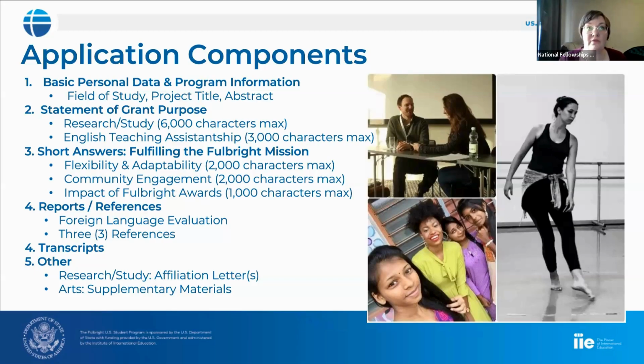Community engagement. Fulbright, again, is all about building mutual understanding, citizen ambassadorship, all of that. So they really want to see how you're going to engage with your host community outside of what you're doing with your grant. So talk about what you're doing with your grant in your statement of grant purpose, but community engagement is like, are you going to get involved in a knitting group? Do you dance? Are you interested in joining a hiking group? What are you going to do to get to know your community and actually become a member of the place that you're living? So that'll be 2,000 characters max.